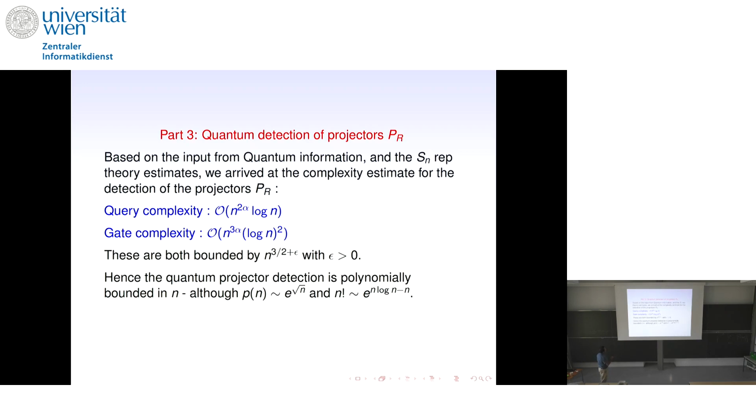We find query complexity n to the 2 alpha, n to the 3 alpha, n log n. There's an n times log n and alpha. Alpha is a number between 1/4 and 1/2 in our calculation. So this is bounded by polynomials. So this problem of projector identification is bounded by n cube, let's say. Although S_n is something that grows like n factorial, the dimension of that algebra is the number of partitions of n, which is e to the root n. So this projector detection is fairly efficient.